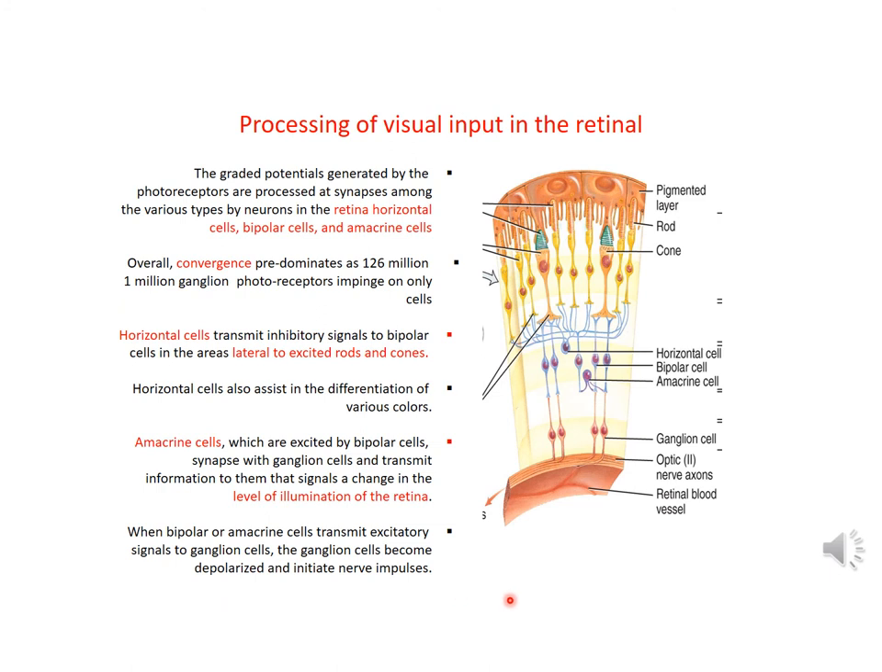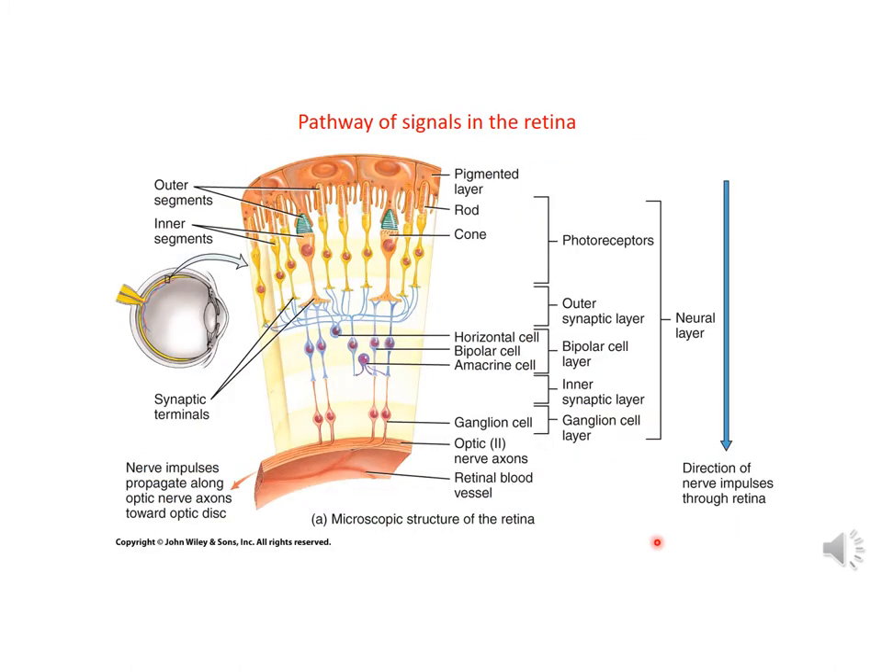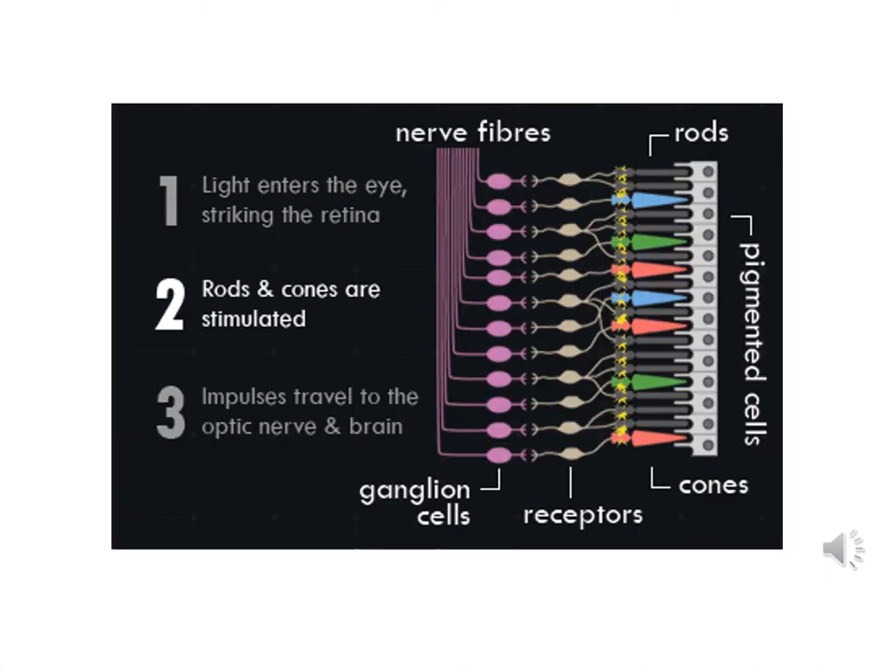When bipolar or amacrine cells transmit excitatory signals to the ganglion cell, the ganglion cells become depolarized and initiate nerve impulses. So the action potential is generated only in the ganglion cell because it is a cell with long axons. Pathway of signals in the retina. We mentioned previously that this is the direction of light and that is the direction of the electrical changes: hyperpolarization, depolarization, and action potential generation in the ganglion cell. Here is the direction of light, and that is the direction of the electrical events.